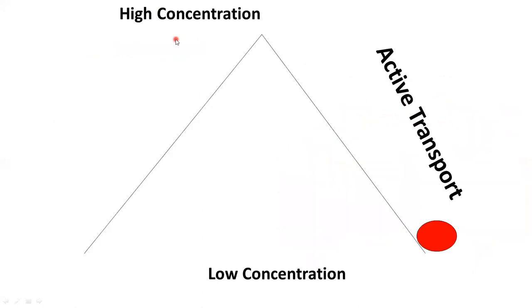Here is a diagrammatic representation of the concentration gradient. Here is the higher concentration and lower concentration. When this molecule is moving against the concentration gradient, it means that it is moving from the bottom to the top like this. Then this is the active transport mechanism, and it requires respiratory energy.